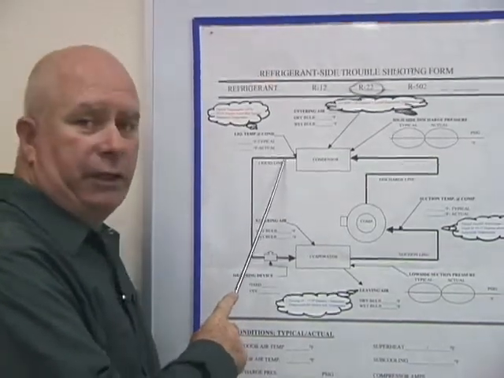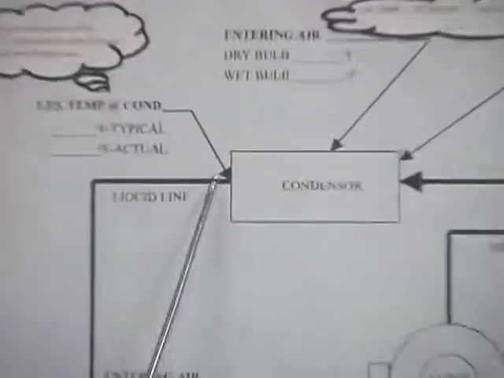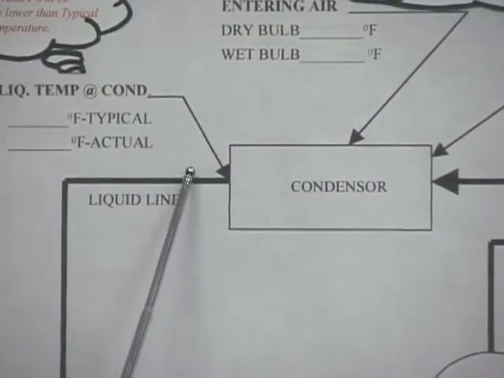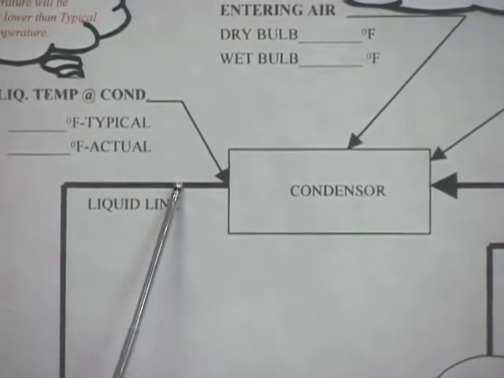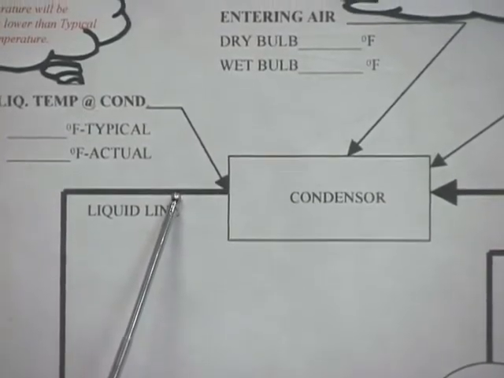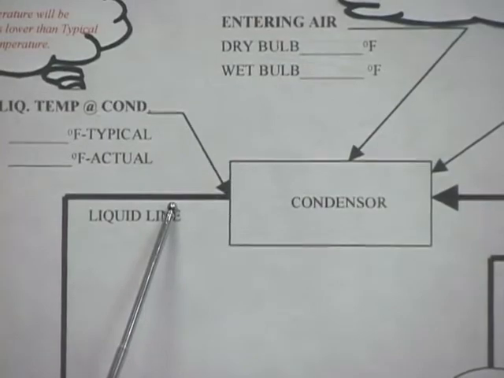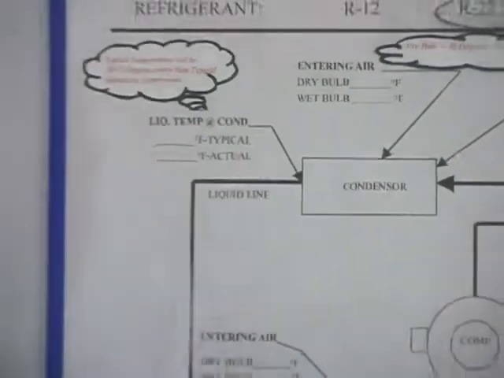This is what we want to take the temperature reading from. Again, 4 to 6 inches away from the outlet of the condenser. Wrap it, secure it with some sort of insulation tape so that you have a good solid reading on your meter.